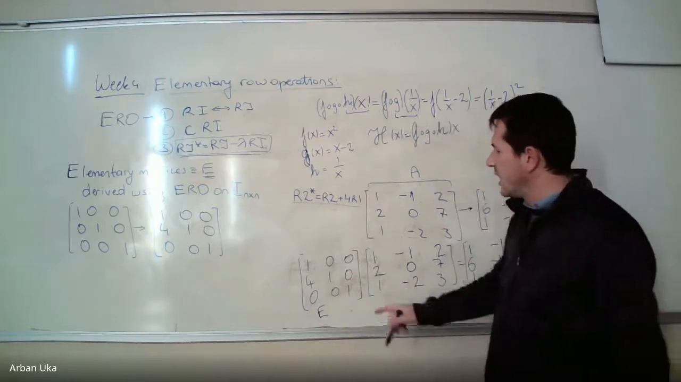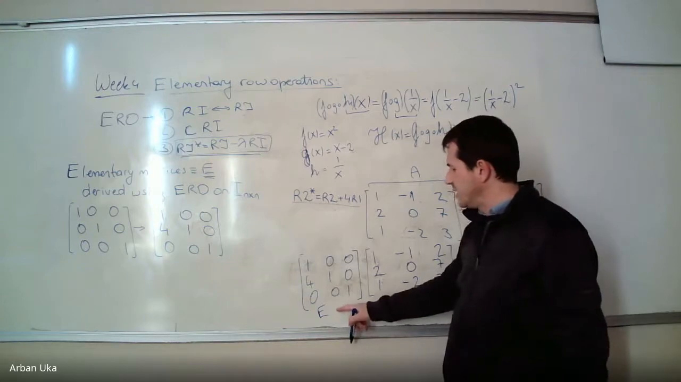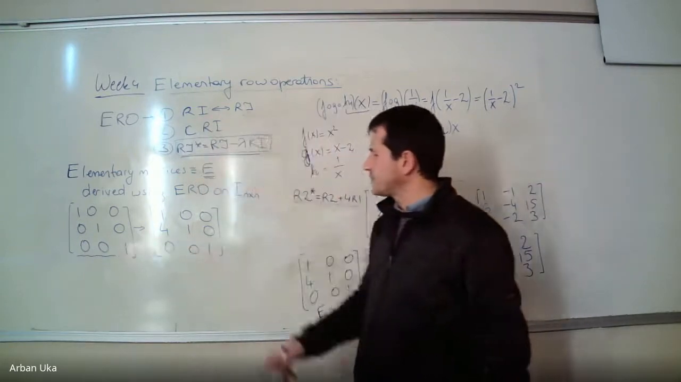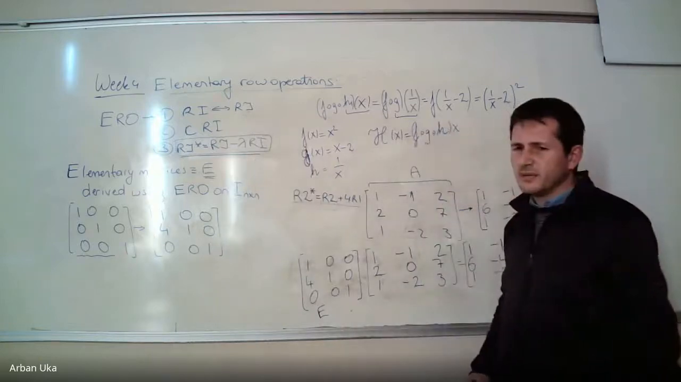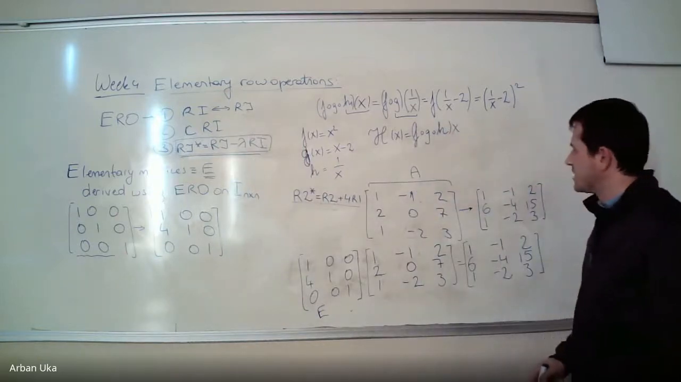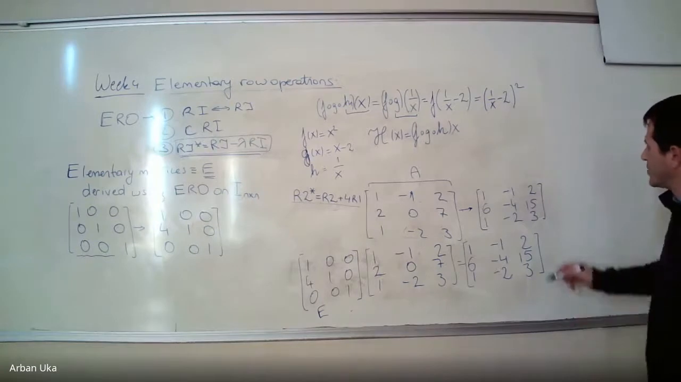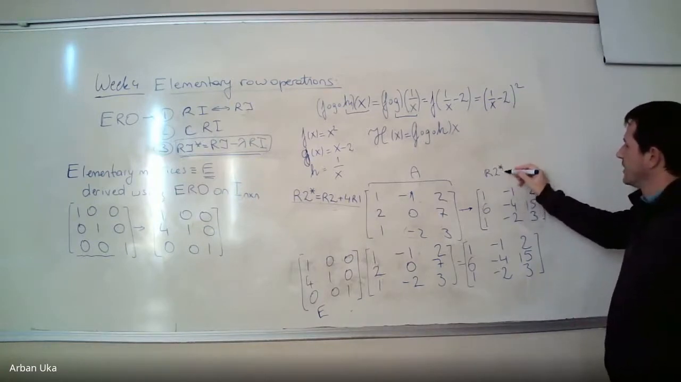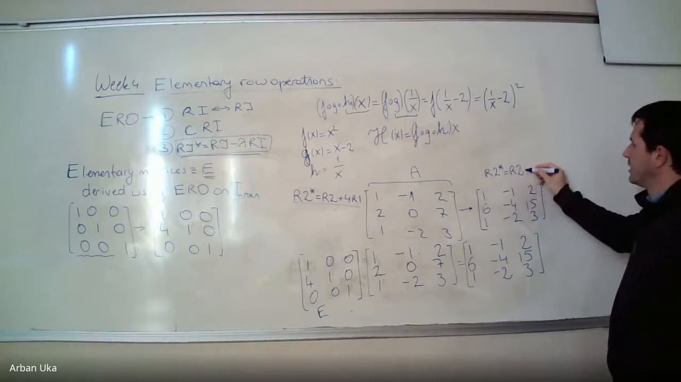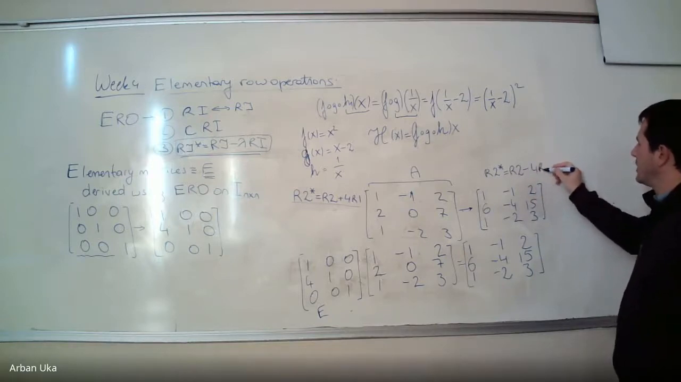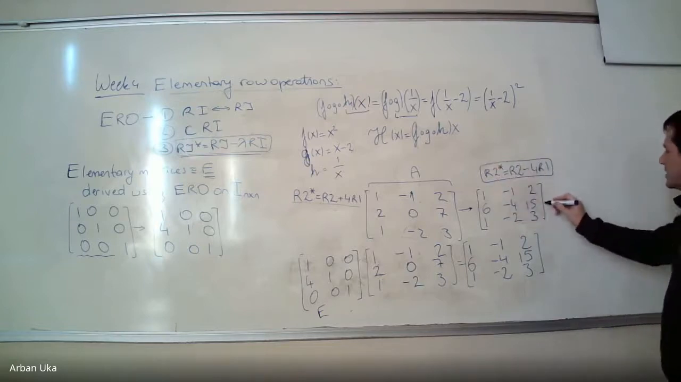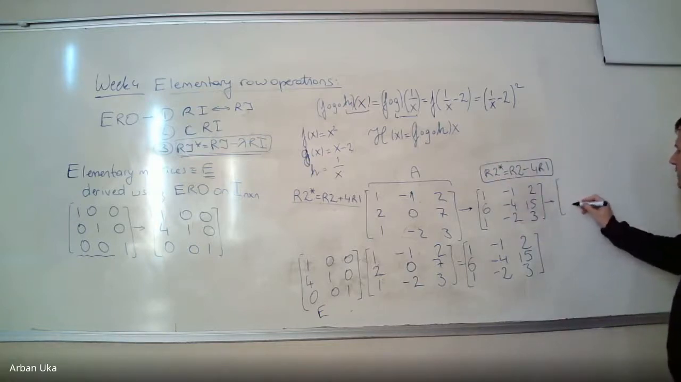But let's not forget, how did we find this matrix E? We find this matrix E by starting from the identity matrix. So now let's try another operation, which would be the following. Let's do this: R2 becomes R2 minus 4R1. Okay, so let's have this other one, and let's see what we're going to find.